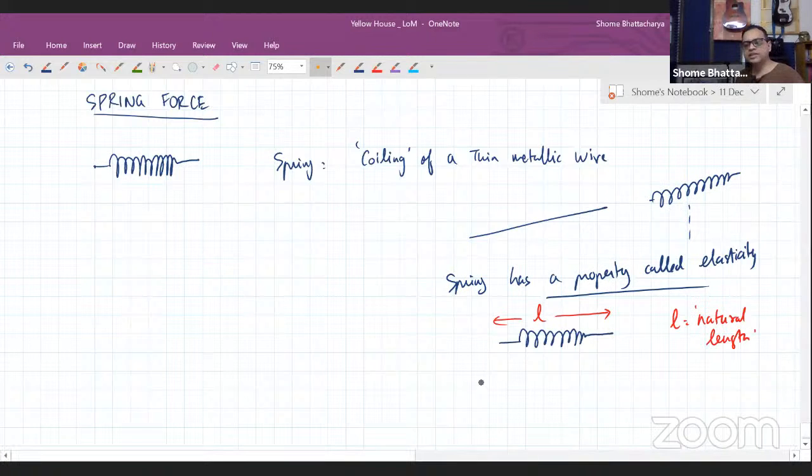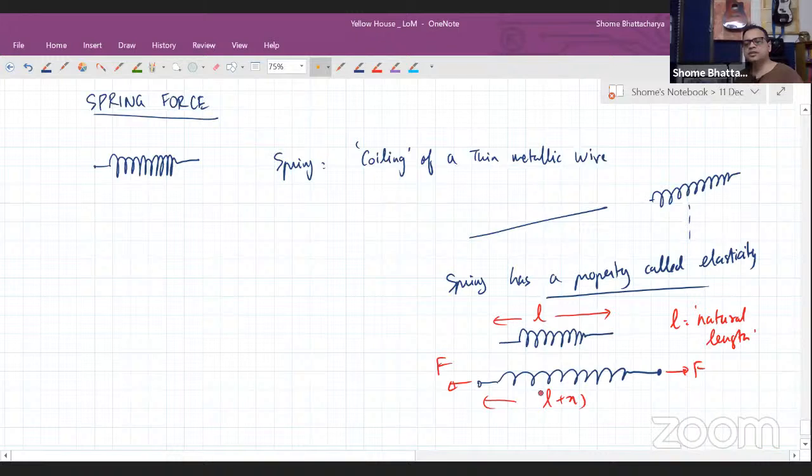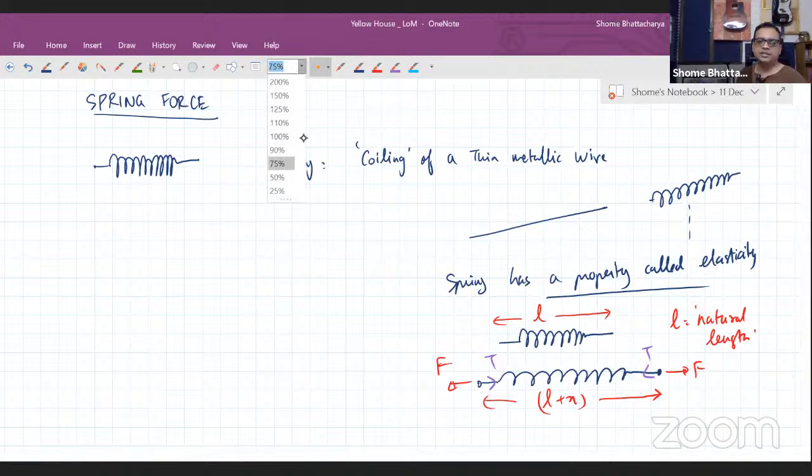So when we want to stretch it from its natural length to a larger length, in order to stretch it, we have to apply an external force outwards like this on both the sides. And as a result of that, the spring gets stretched to L plus X. But the moment we stretch the spring, it applies an inward tensional force like this. That inward tensional force has a tendency to make it come back to its natural shape. So that tendency is only called elasticity.